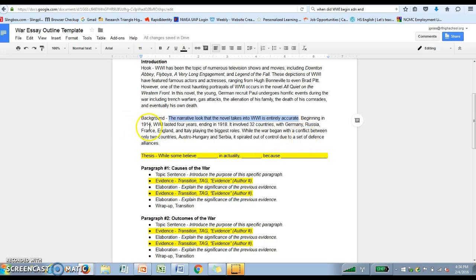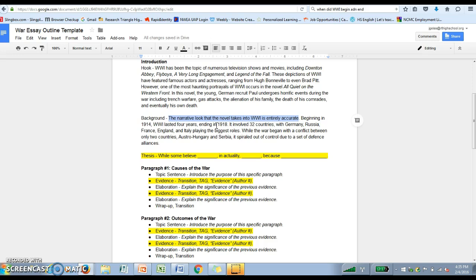So beginning in 1914 and ending in 1918, when it involved 32 countries, Germany, Russia, France, Italy, and England. That's the who and where. And then it started as a conflict between 2 countries, how, and then it spiraled out of control due to a set of defense alliances. Why? So you can see that it hits on a couple of the who, what, where, when, why, hows, but not all of them, just the major ones that I need to convey the most important facts about World War I. So make sure that your background does these things.